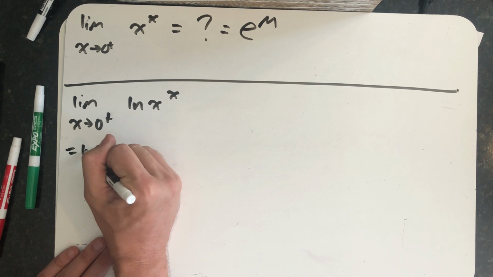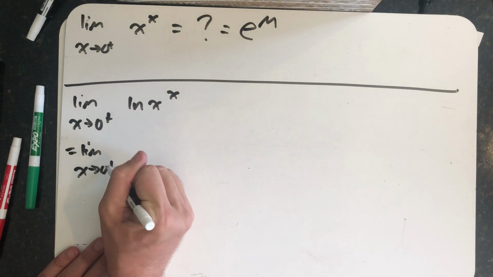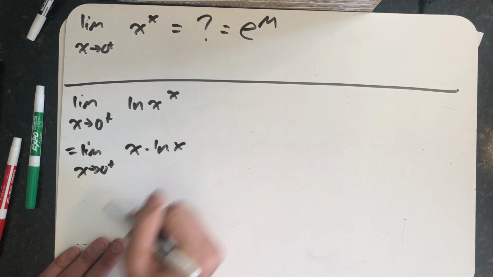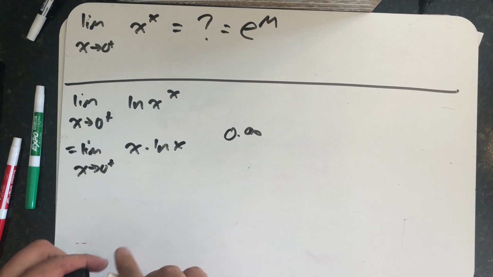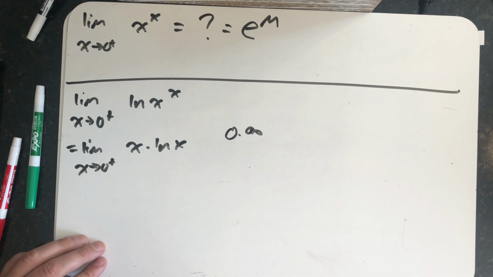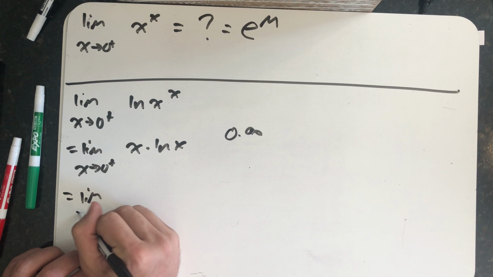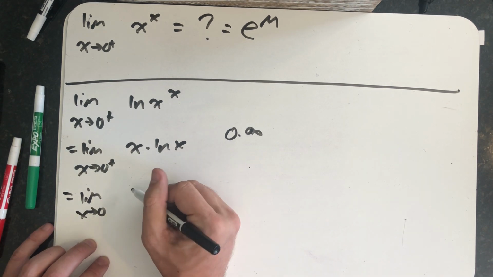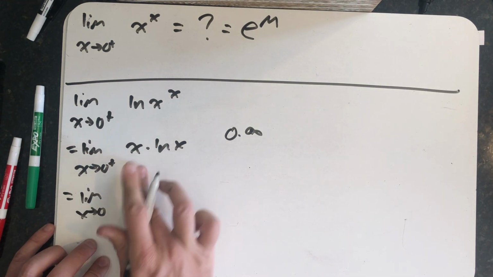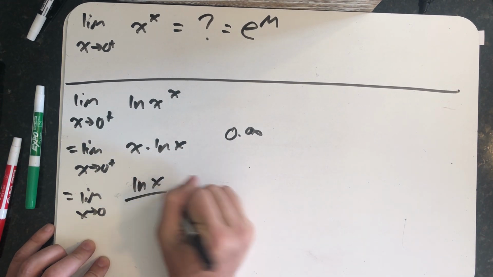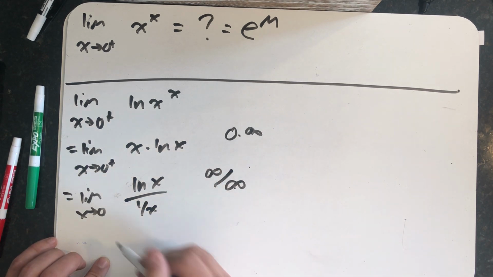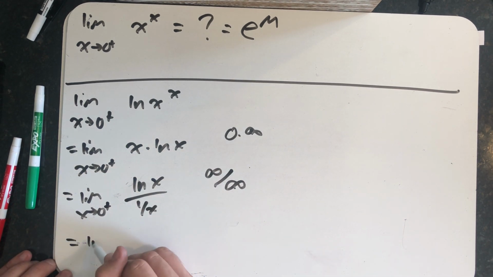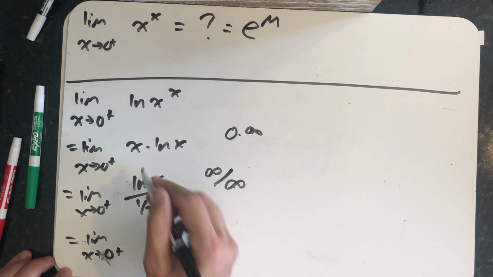The first thing I can do is move that x out front. And what I realize now is that this is a 0 times infinity, and in fact, this is an example we did earlier in this unit. I was rethinking it as dividing by 1 over x. And now I've rewritten this as an infinity over an infinity. X is approaching 0 from the right-hand side, and I can use L'Hopital's rule.